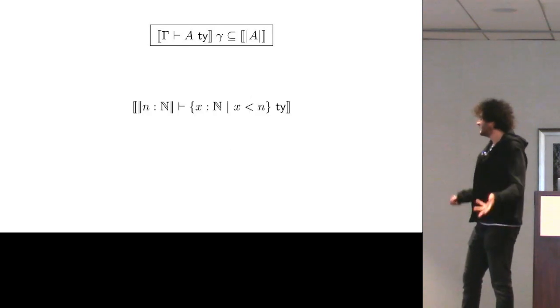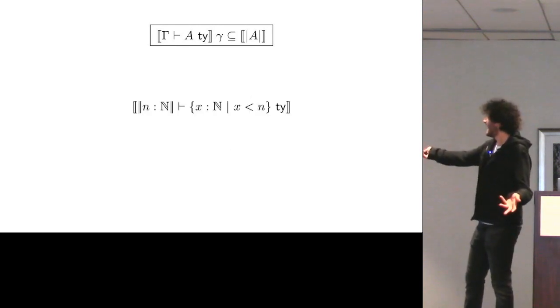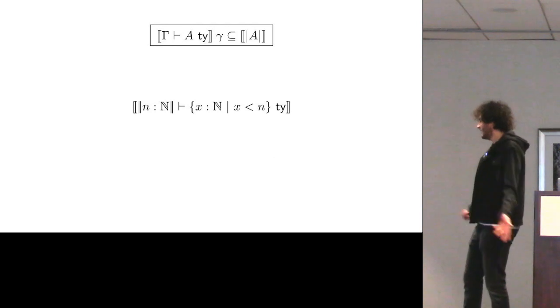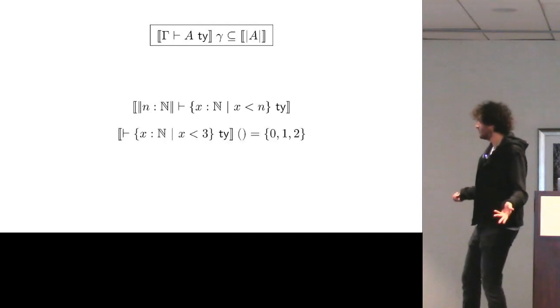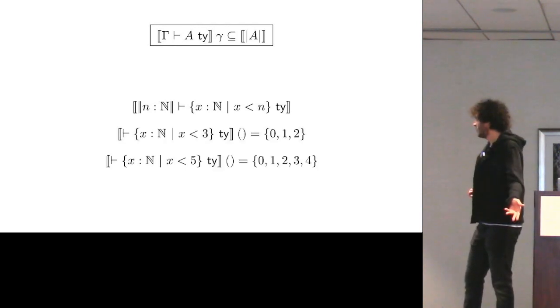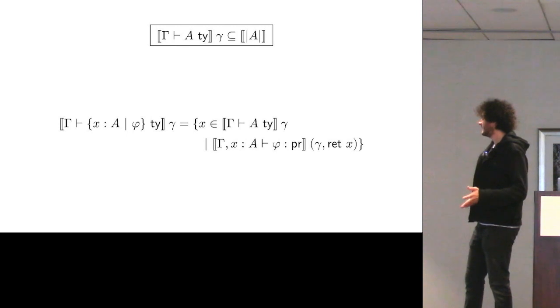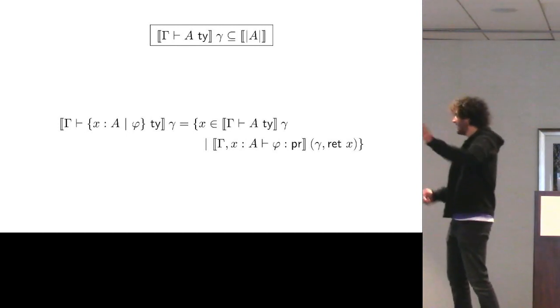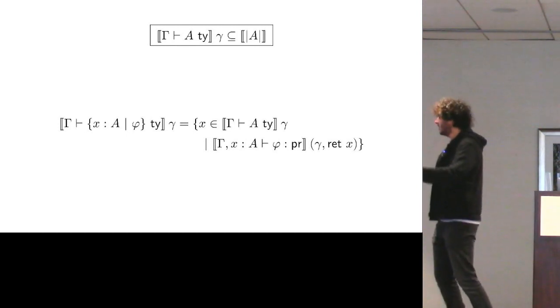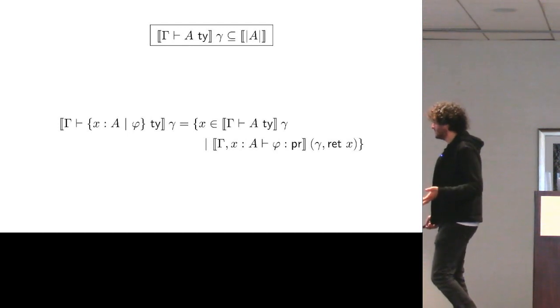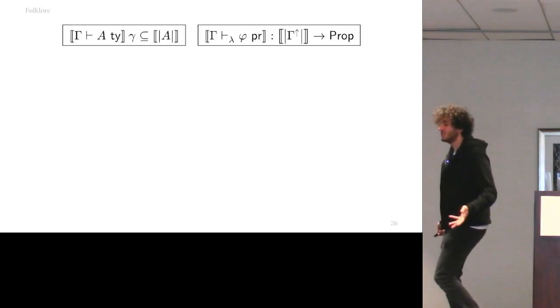Why do we need to do this? A little intuition. Consider that type, the set of integers x less than n, where n is a ghost variable. Well, if it's 3, it's 0, 1, 2. If it's 5, it's 0, 1, 2, 3, 4. So obviously we need to depend on n, and therefore we need an upgrade. Knowing that, we can give the semantics for sets, and that's just the set of valid values satisfying the proposition. Because, of course, propositions are propositions. Who'd have thunk it, right?